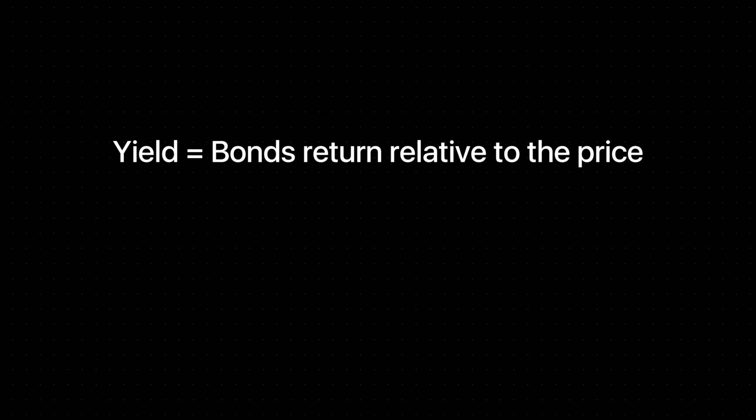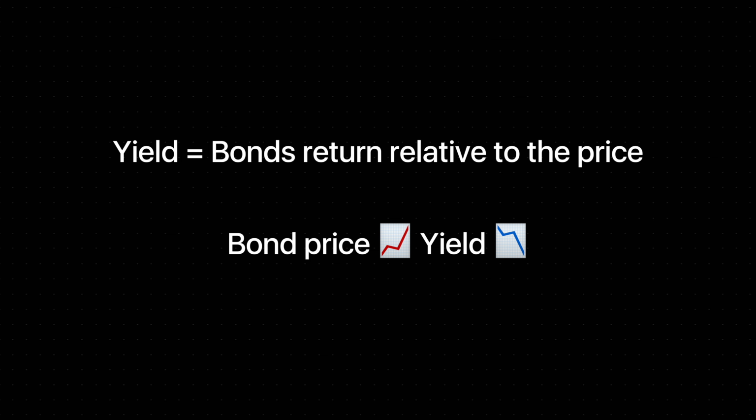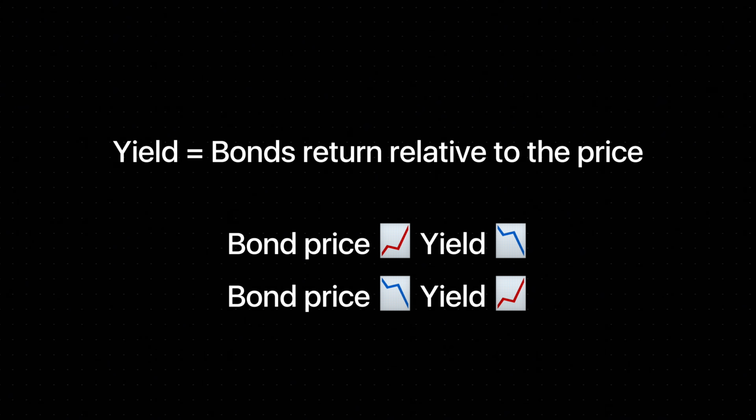Every movement in price is based on supply and demand. If investors are buying, the bond goes up. If investors are selling, the bond goes down. And this is where the concept of yield comes in. Yield is the bond's return relative to the bond's price. So when a bond's price goes up, the yield goes down. Or when a bond's price goes down, the yield goes up. This relationship is the foundation of how bond markets work.